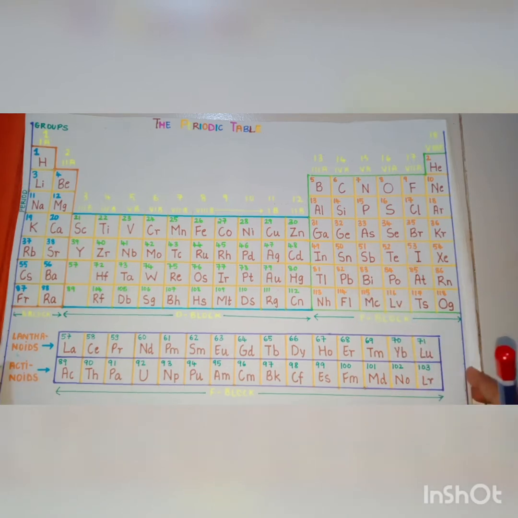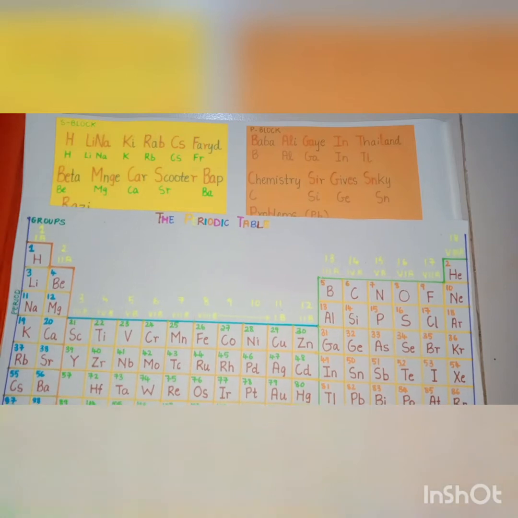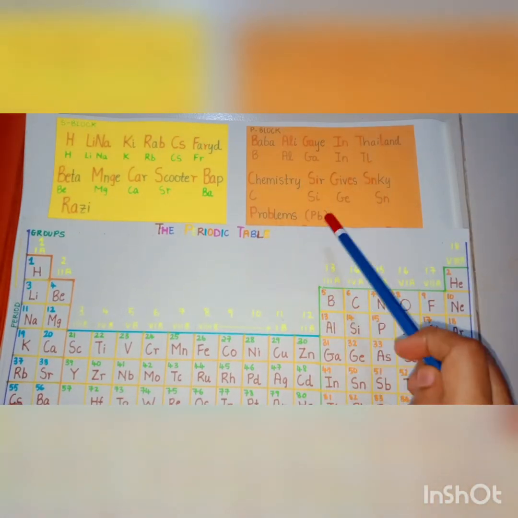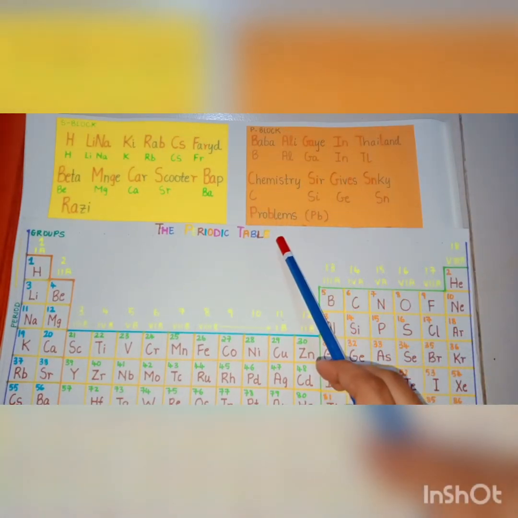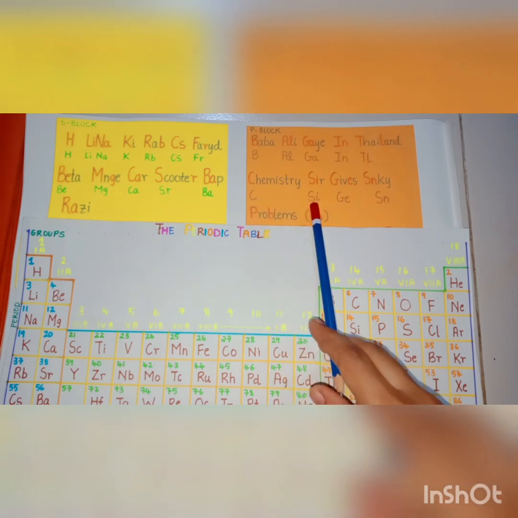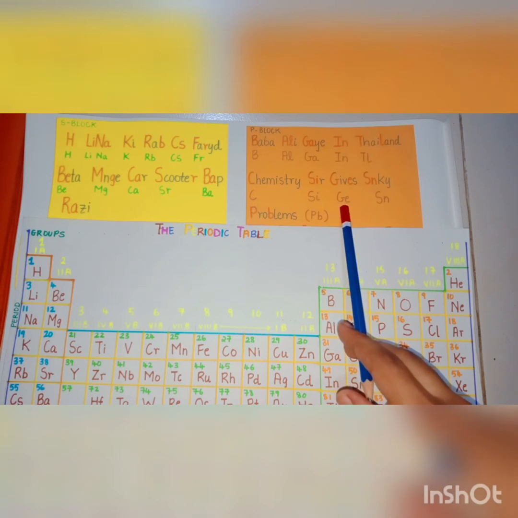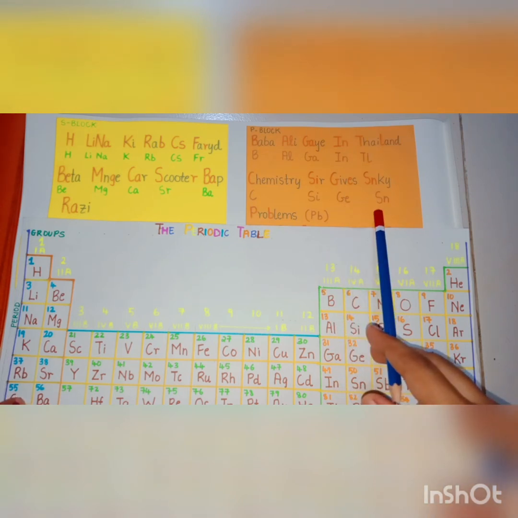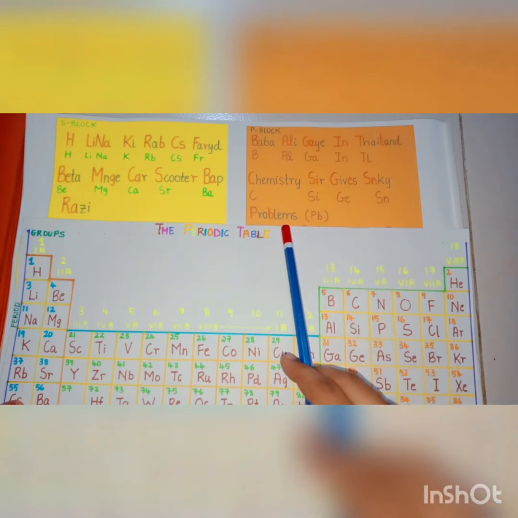So the trick for the carbon family is Chemistry sir gives sun ki problems, in which C in chemistry stands for carbon, Si in sir stands for silicon, Ge in gives stands for germanium, Sn in sun ki stands for tin and Pb in problems stands for lead.